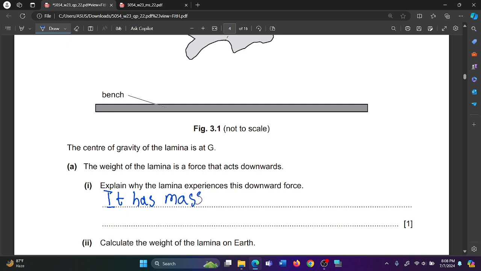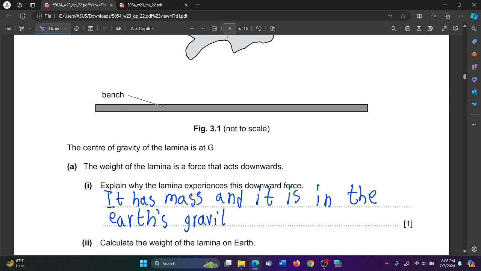mass and it is in the Earth's. We have to write Earth's because weight is caused due to the Earth's, not magnetic, gravitational field.